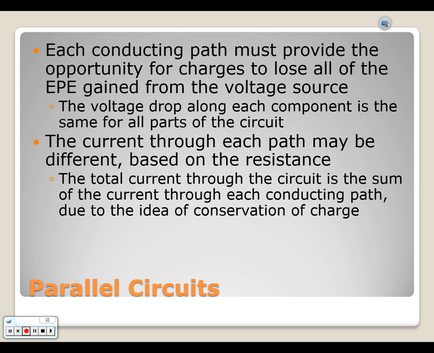The last part, letter D. The total current is the sum of the currents of all the paths put together. The current through each path can be different, but letter D says the total current through the circuit is the sum of the current through each conducting path.